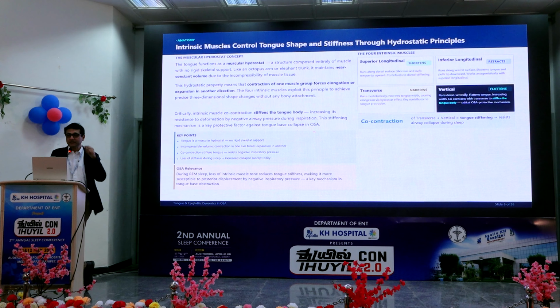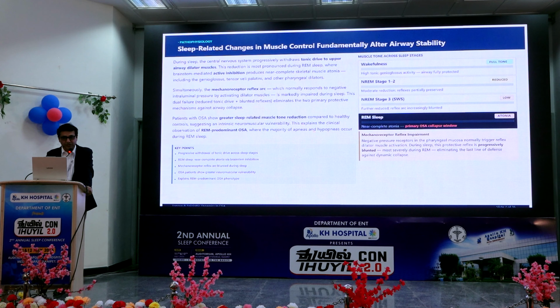Coming to the pathophysiology, sleep-related changes in control fundamentally alter airway stability. In wakefulness, the full tone is there. In NREM sleep stage 1 and 2, the reduced tone is still sufficient to maintain stability. In stage 3, it is very low, and if the tone is very low, the chance of collapse is more. Normally in DISE we can stimulate NREM, but we are not able to stimulate REM sleep. In REM sleep, the tone is completely lost, so apneic episodes are more common and collapse may occur in REM sleep.